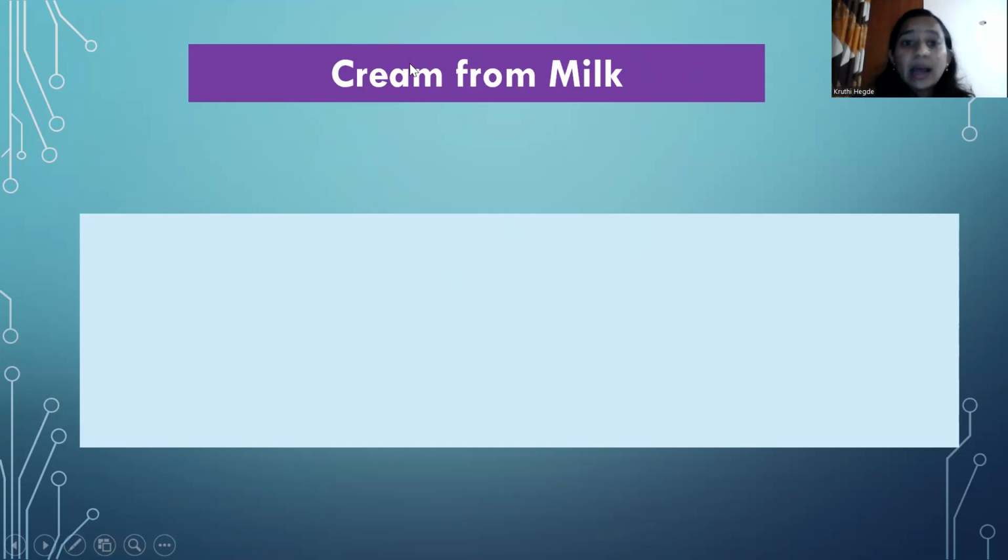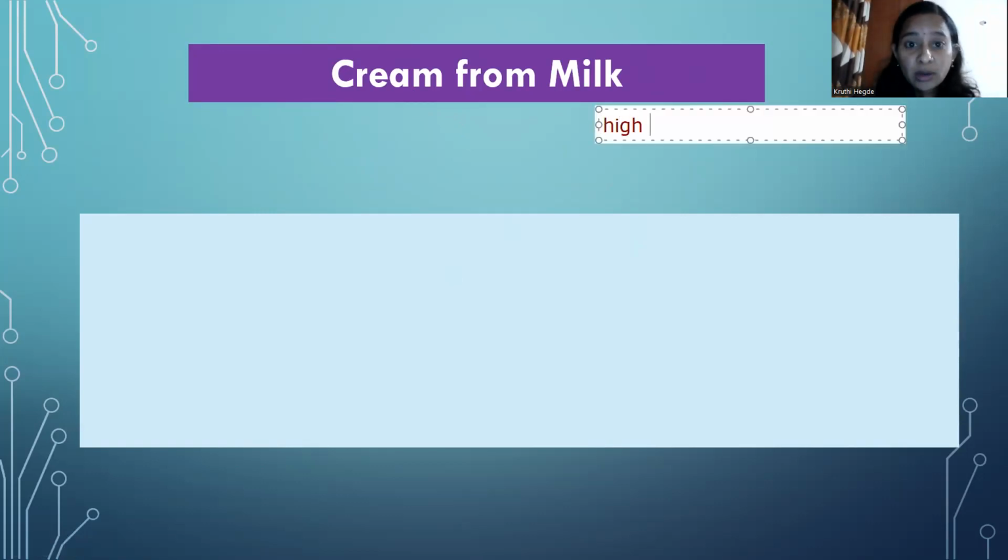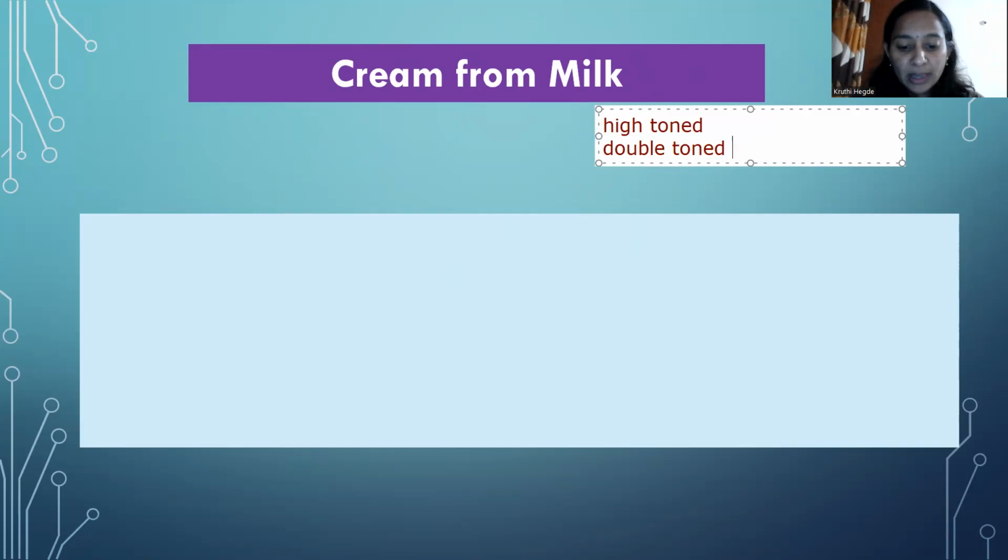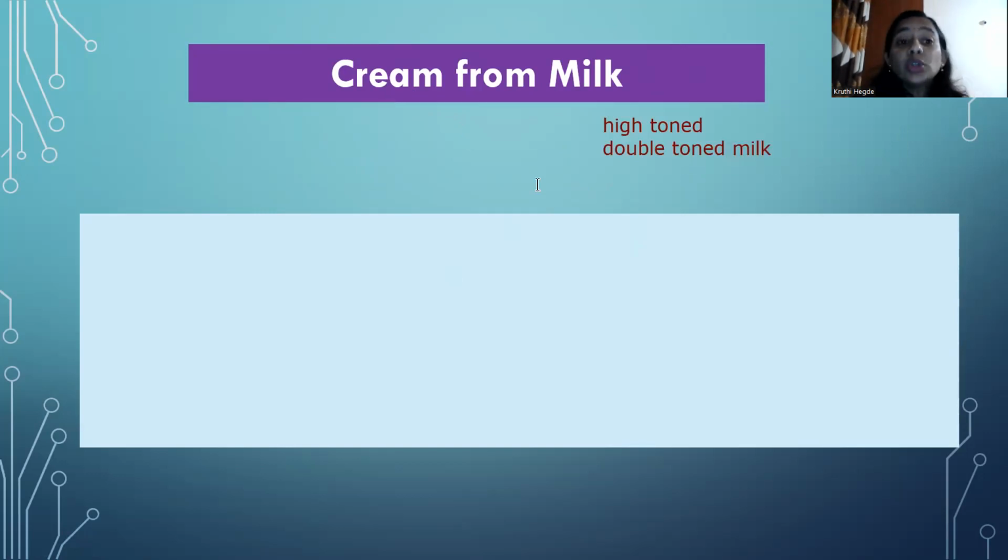So we can separate cream from milk, whereas in milk, the cream is completely mixed. Nowadays we get milk having different amounts of cream in it, like high toned, double toned milk. So these milks will have different amounts of cream in them. If I want to separate this cream from milk, we should use a process called centrifugation. The process is centrifugation.